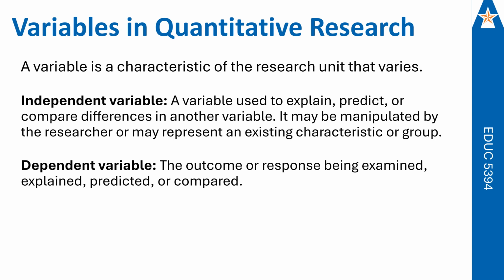An independent variable is used to explain, predict, or compare differences in another variable. It may be manipulated, such as a teaching method introduced by the researcher, or it may be an existing characteristic, such as gender or program type. The dependent variable is the outcome being examined. For example, in a study comparing achievement across online and in-person courses, course format is the independent variable and achievement is the dependent variable. However, not every study classifies variables as independent and dependent. There are other types of variables, and we will not cover them due to the scope of the course.